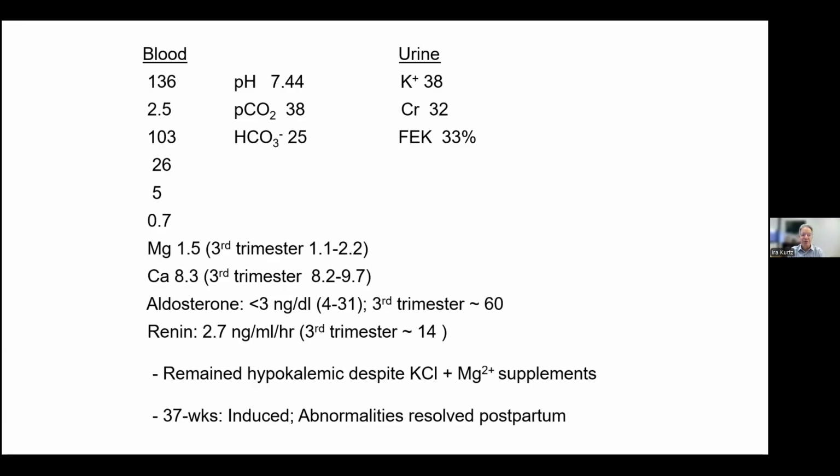Other tests that were ordered were the magnesium, which came back normal. The calcium was perhaps a little bit low for the third trimester, but was still within the normal range. And the main findings were that the aldosterone, which is normally 4 to 31, was less than 3. And in the third trimester, it's normally 60. And the renin was also low. In the third trimester, it's normally 14. And she remained hypokalemic despite getting potassium chloride and magnesium supplements. And at 37 weeks, she was induced.